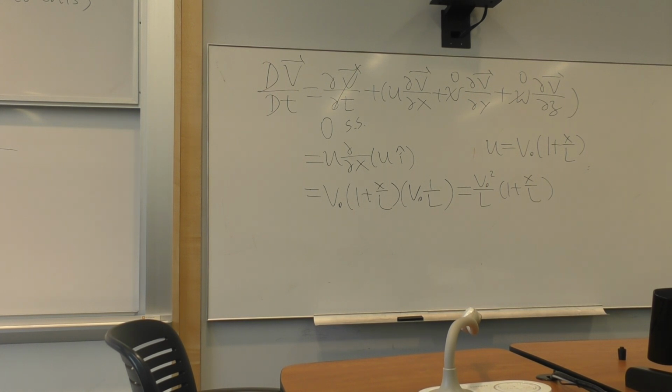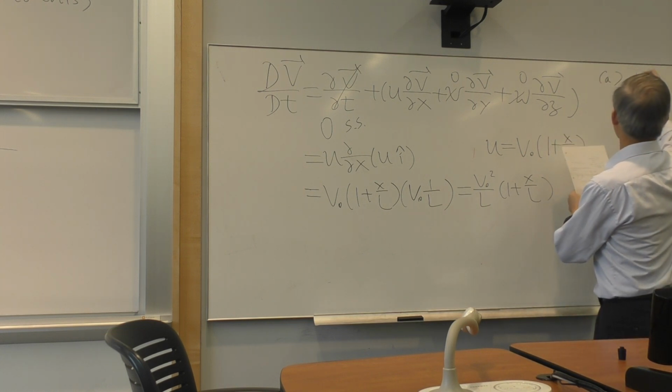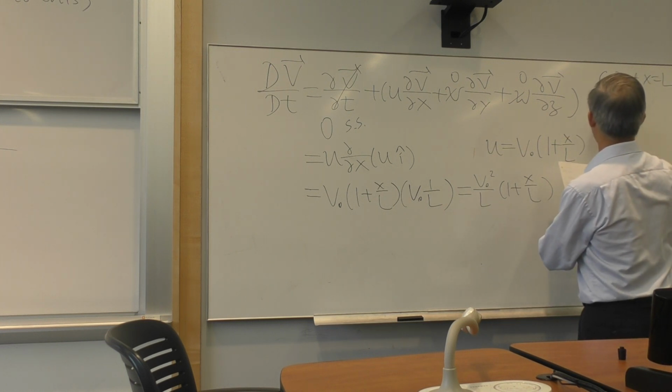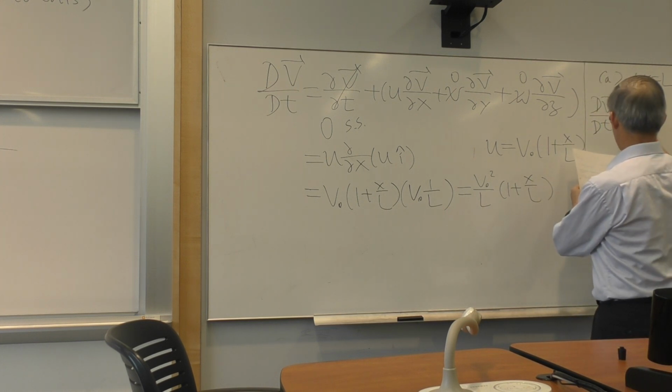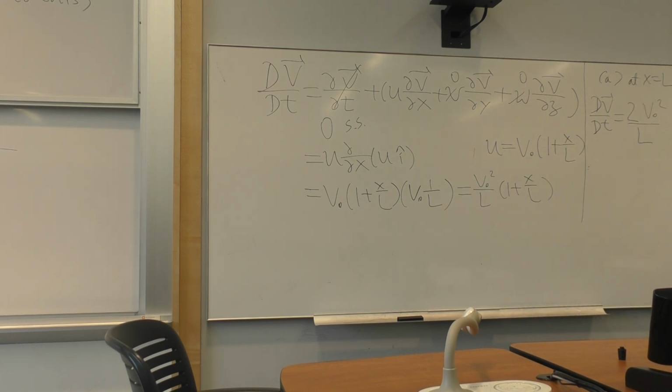And now I can substitute the coordinate x at the exit. So when x equals L, the equation becomes two times velocity squared divided by the length of the nozzle. And the unit works out to meters per second squared. So there is no time-dependent acceleration, but yet I have a convective acceleration.